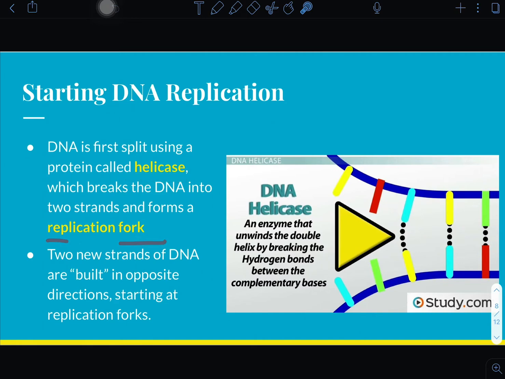a replication fork. So a protein kind of comes through and it unzips the zipper, right? If you picture these being the teeth of a zipper, this is actually the zipper, what they call the zipper pull, and it unzips the zipper, breaks those hydrogen bonds. And the two strands of DNA are then built in opposite directions, starting at this replication fork.